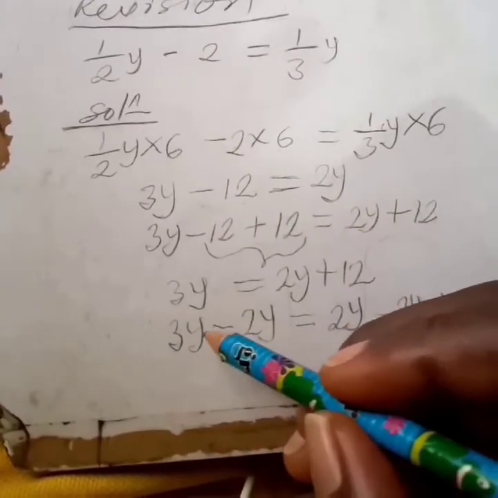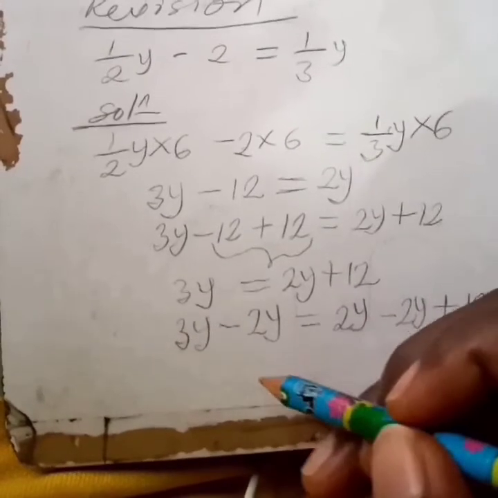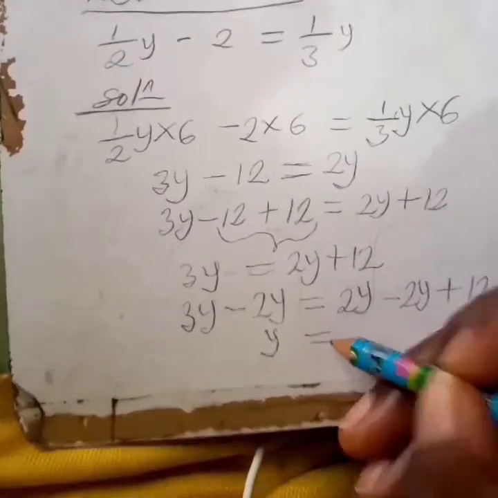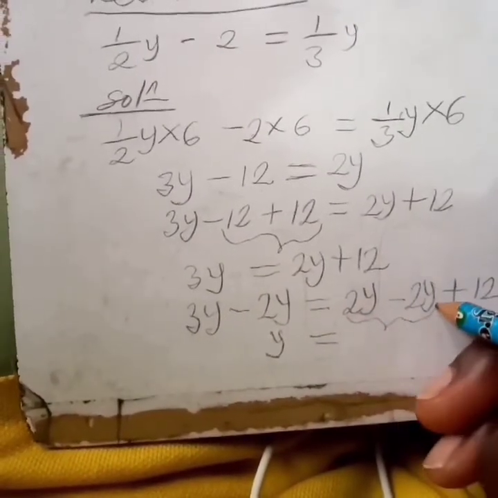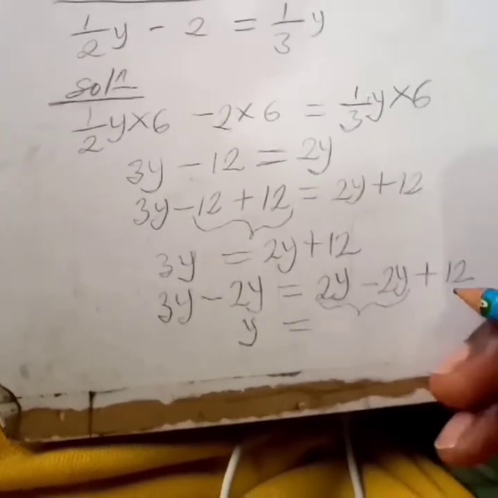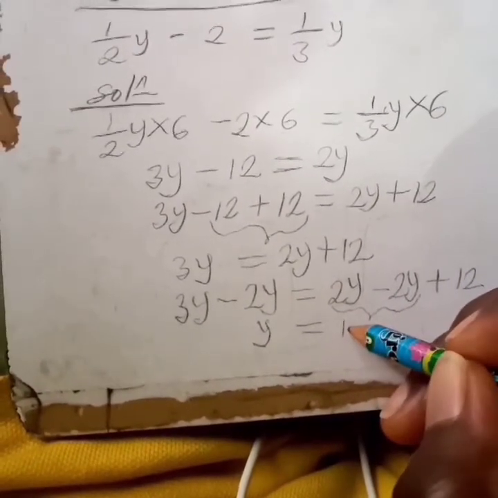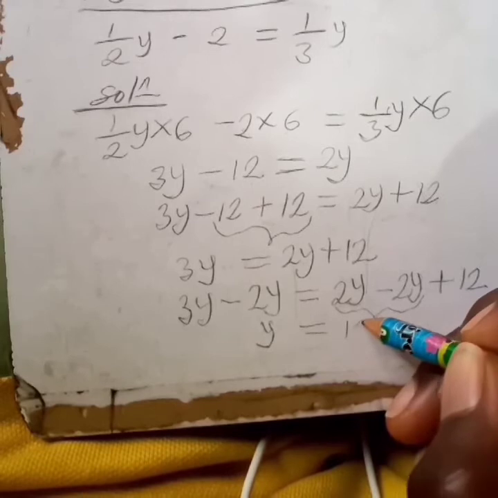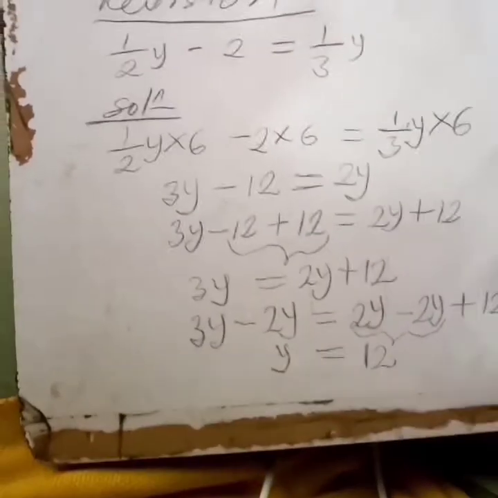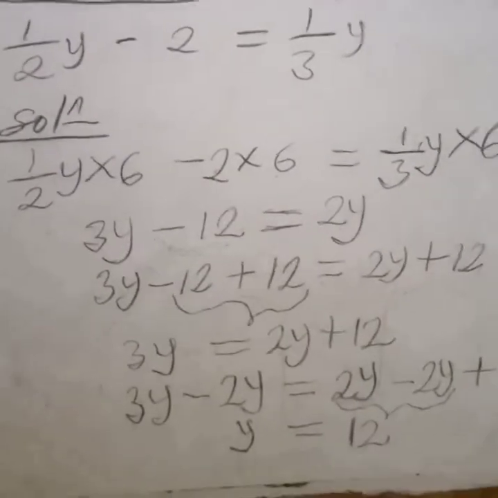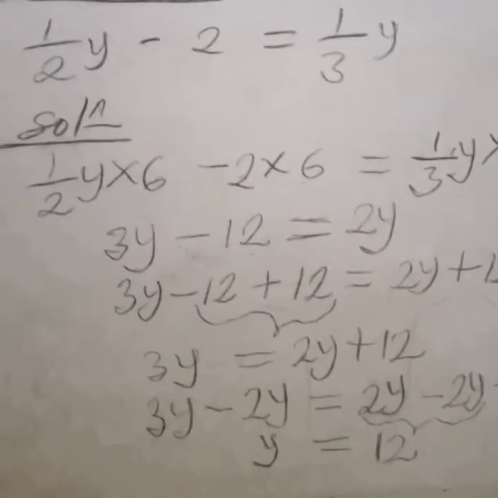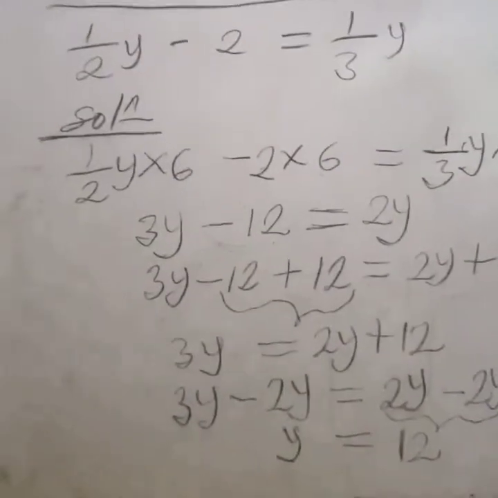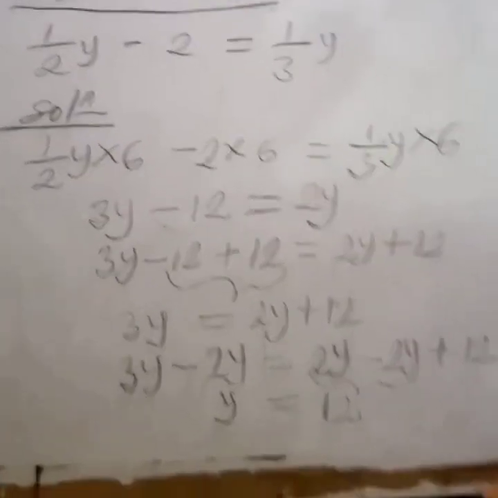When we subtract 2y from 3y, the answer would be y. Then the whole of this will be 0, 2y minus 2y. Then it will be left with 12. So, for this question, the answer of the question is 12. y is equal to 12.